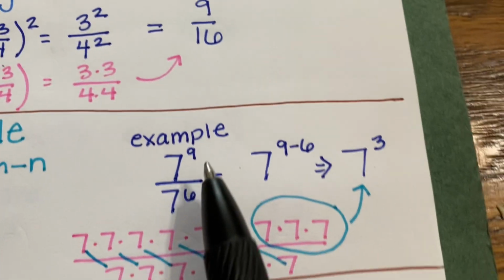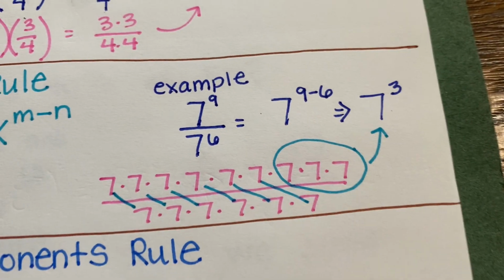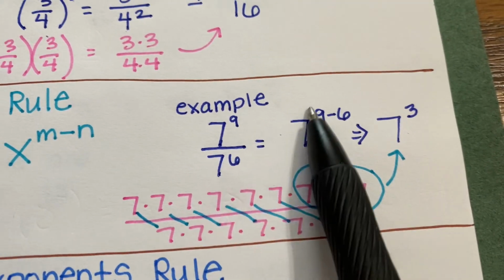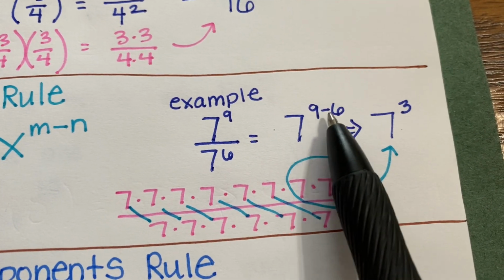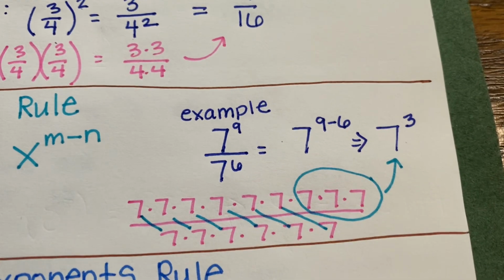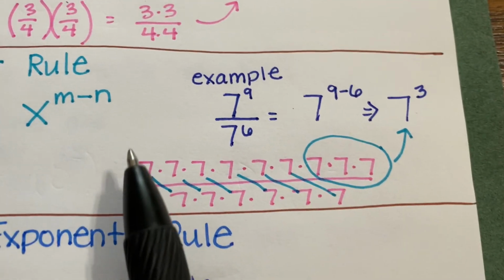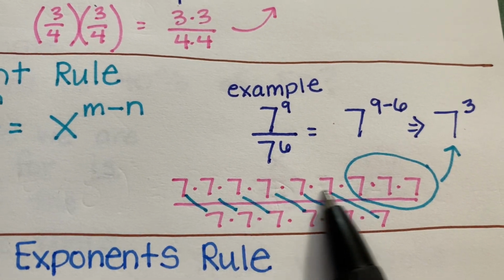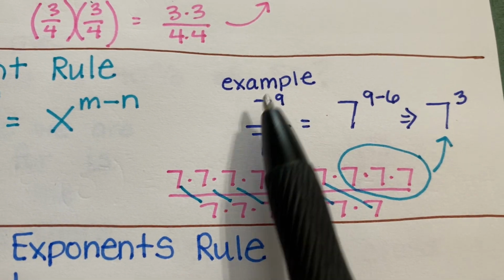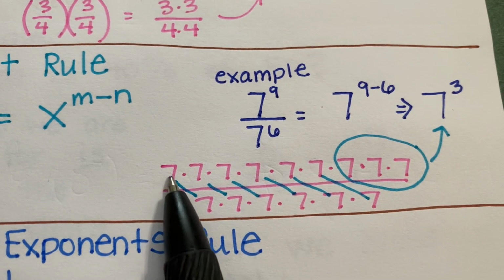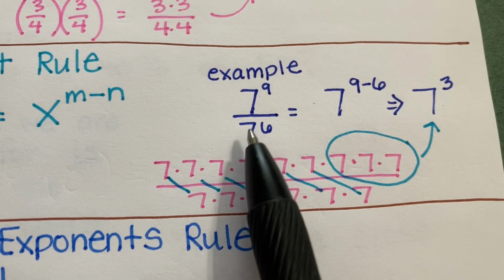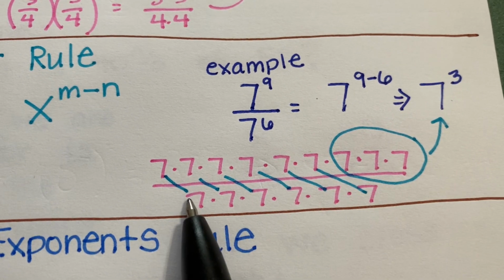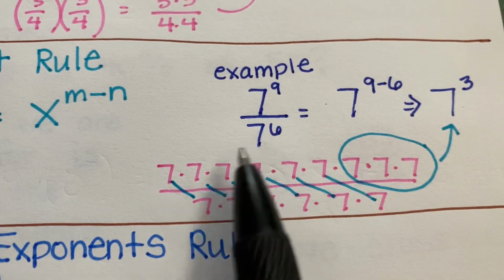For example, if I have 7 to the 9th power over 7 to the 6th power, that's like saying 7 to the 9 minus 6 power, which is 3. And then I gave you this beautiful example of 9 sevens, because that's what 7 to the 9 power means, 9 sevens. And I have 6 sevens down here. Because that's what that means.